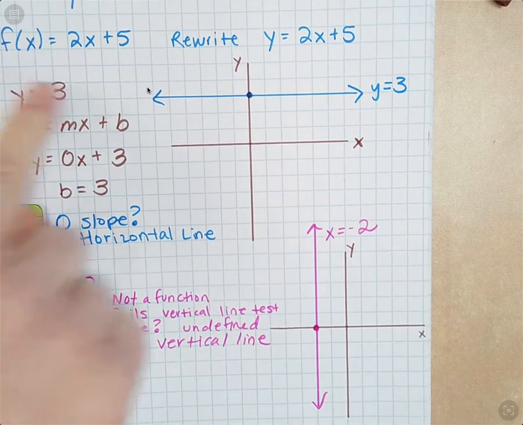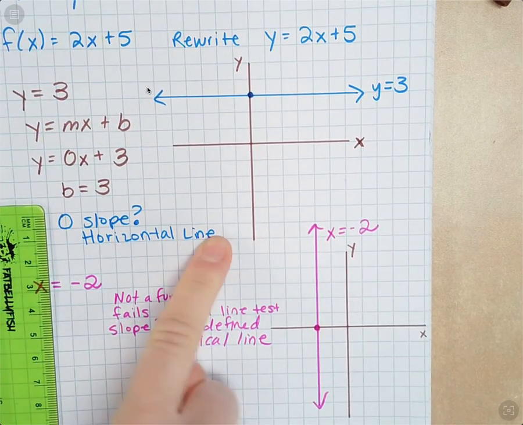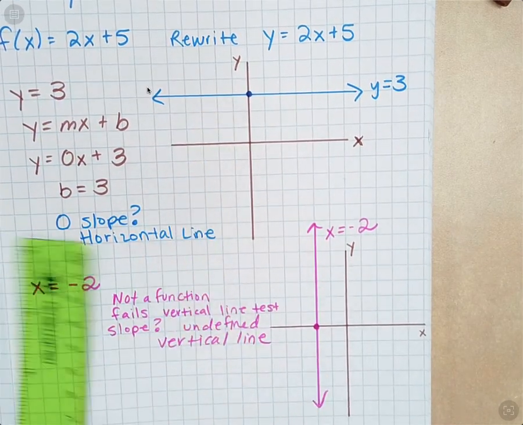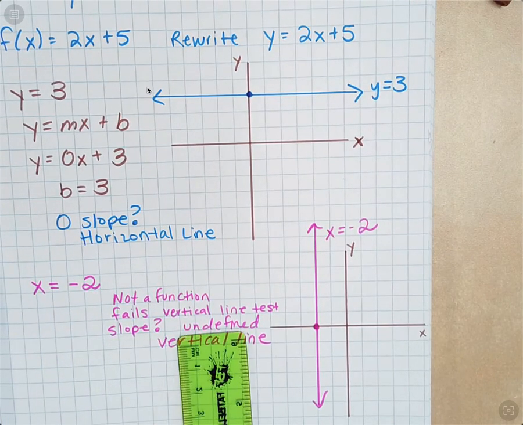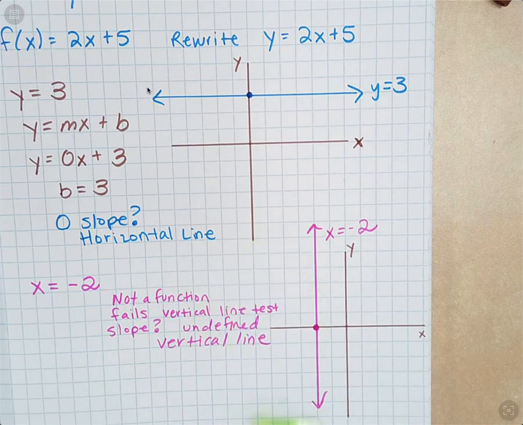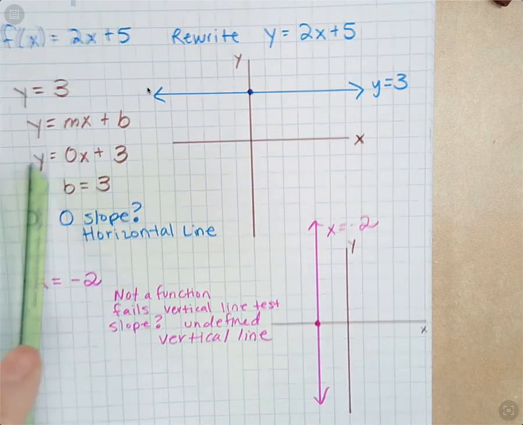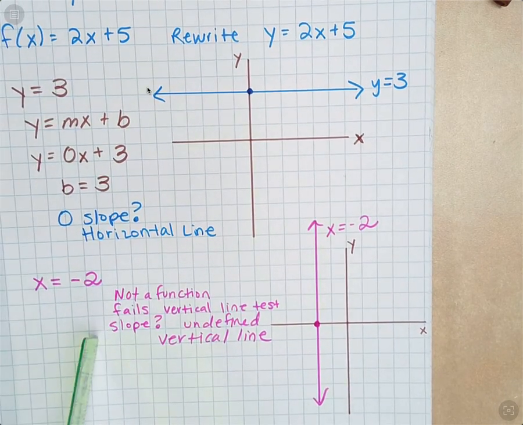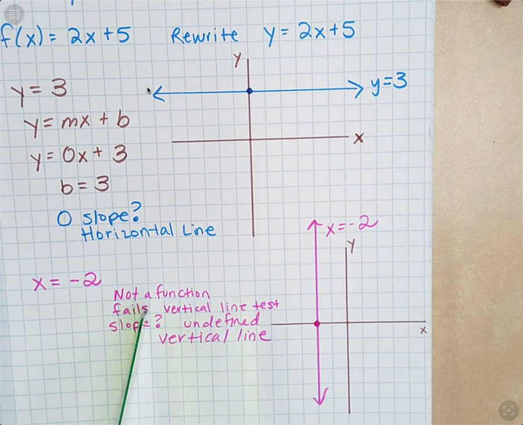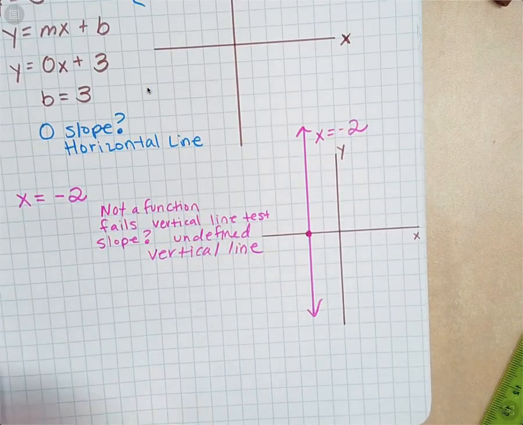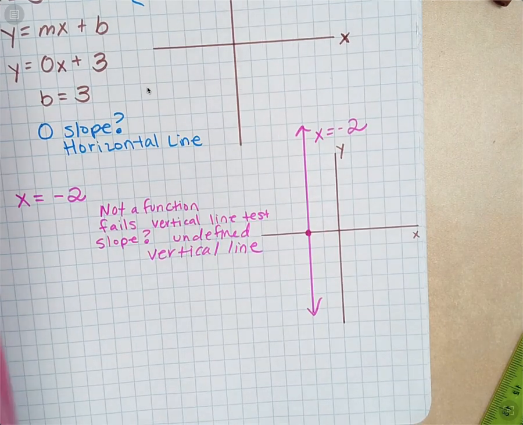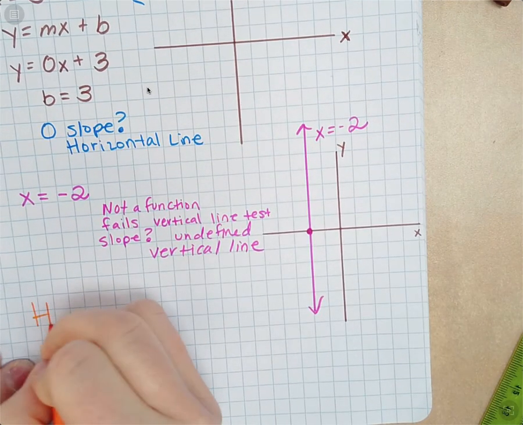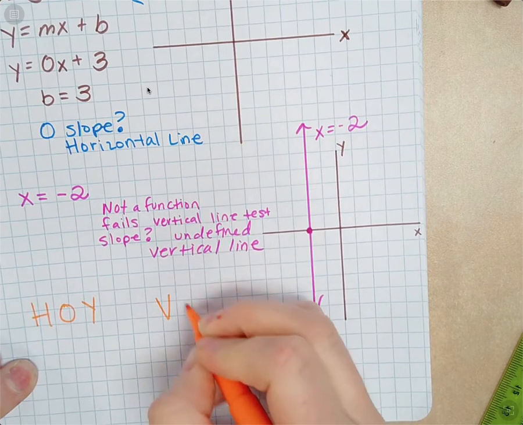So y equals a number gives us a horizontal line because it has 0 slope. X equals some number is not a function, so it has an undefined slope, which gives us a vertical line. Horizontal line is y equals. Vertical line is x equals. The way somebody tried to help their students remember it is Hoy and Vux.